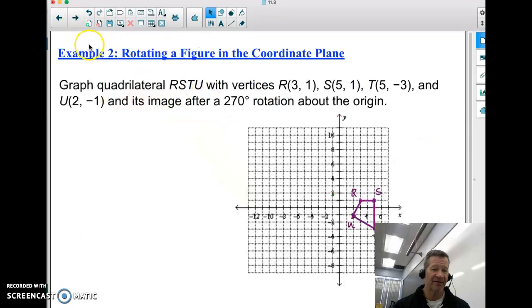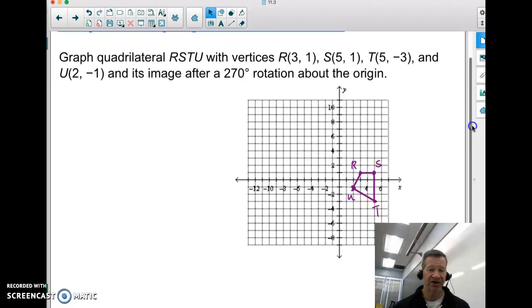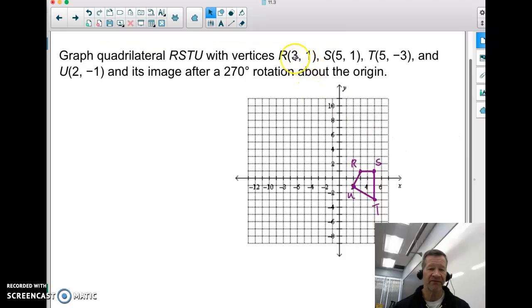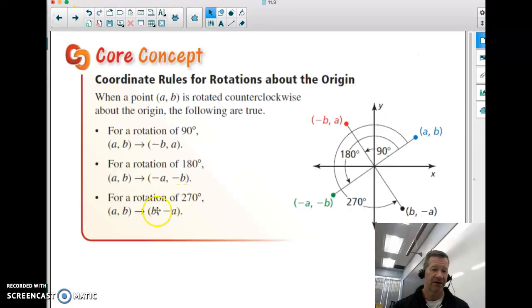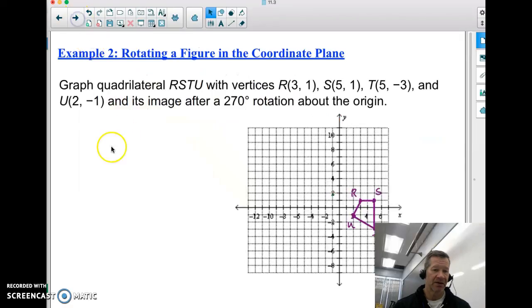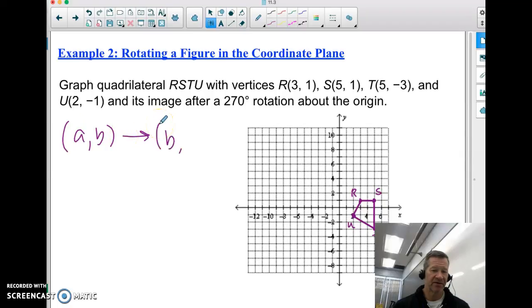So in this problem, they want us to graph quadrilateral RSTU, which I already have, with vertices R, S, T, and U, and then its image after a 270 degree rotation about the origin. So let's look back at the rule for a 270 degree rotation. Well, (a, b) turns into (b, negative a). So let's write that down real quick. So (a, b) transforms to (b, negative a).